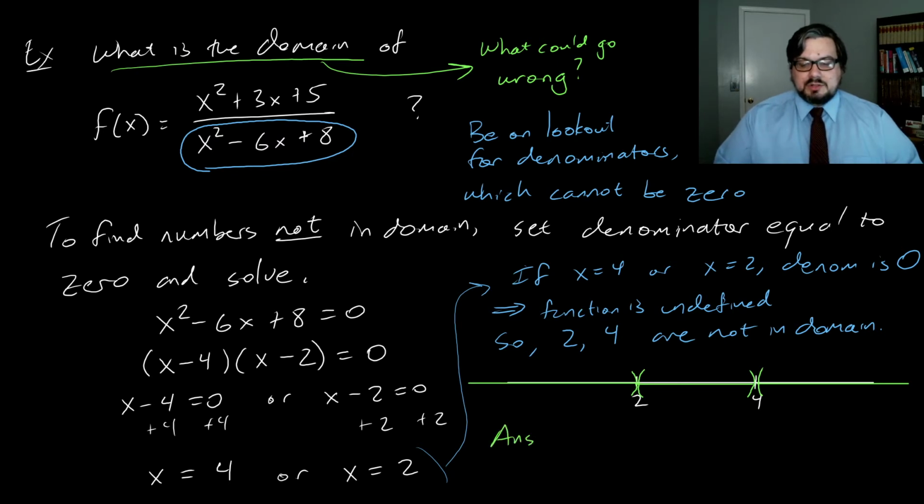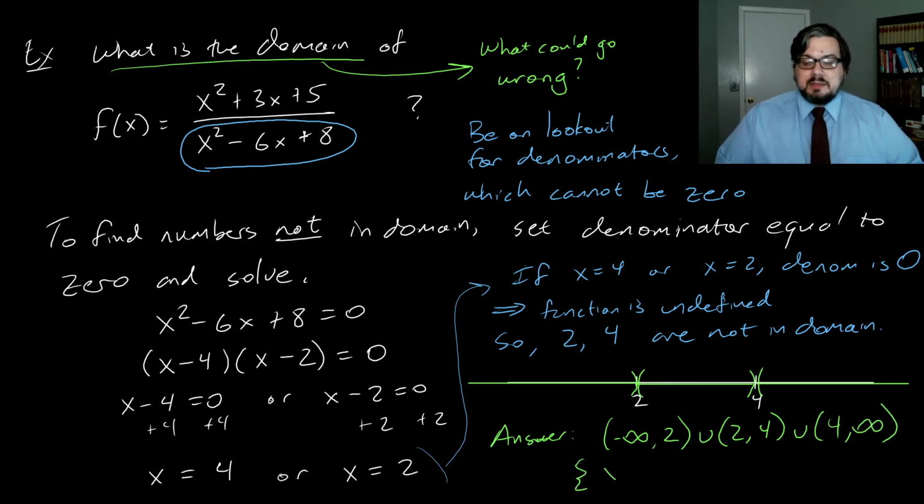So our answer is the interval from negative infinity to 2, union with the interval from 2 to 4, union with the interval from 4 to infinity. Or we could look at the set builder notation and say it's the set of all x's such that x is not equal to 2 and x is not equal to 4.